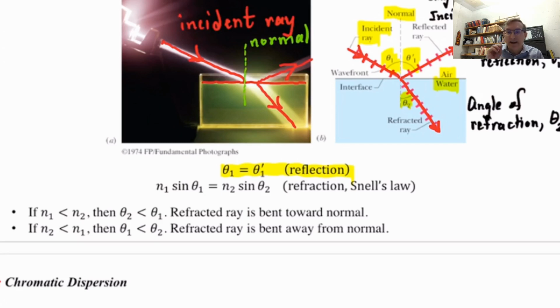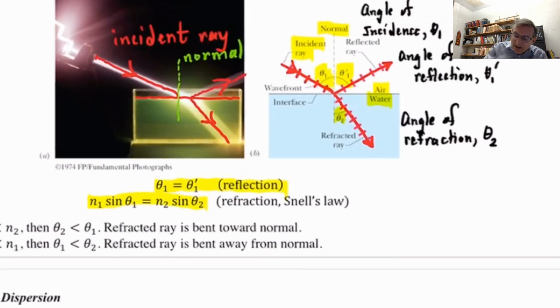Again, from experiment and from the Maxwell equations, you can show that the following equation is true. Now this is where we need the index of refraction. There's an index of refraction for the incident medium, which happens to be air in this case, and an index of refraction for the refracting medium, which happens to be water in this case. Your authors and the picture will generally use the symbol N1 for the index of refraction of the incident medium, and N2 for the index of refraction of the refracting medium.